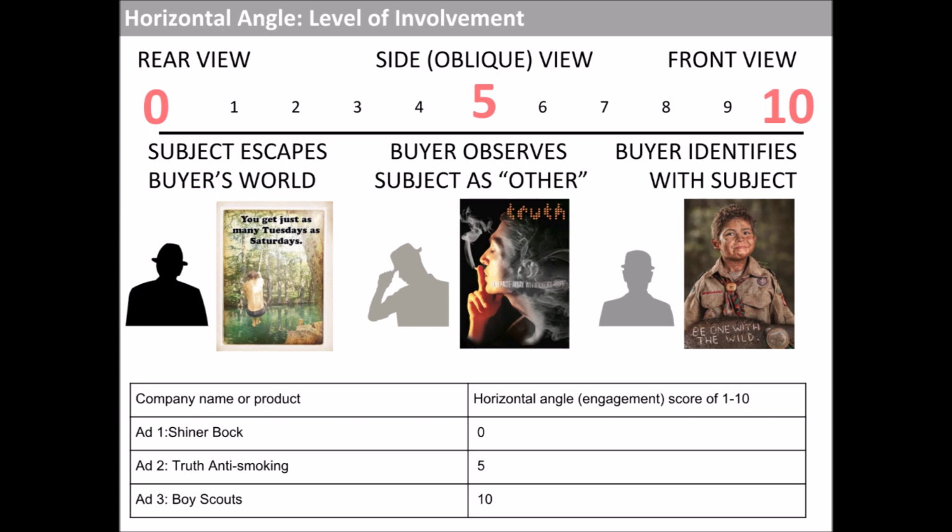If your ad features a subject with a frontal horizontal angle, picture looking directly at the buyer, then score it as an 8, 9, or 10. These ads are engineered to make buyers strongly identify with the image subject. Please pause the recording now until you've had an opportunity to score the horizontal angle for each of your ads.